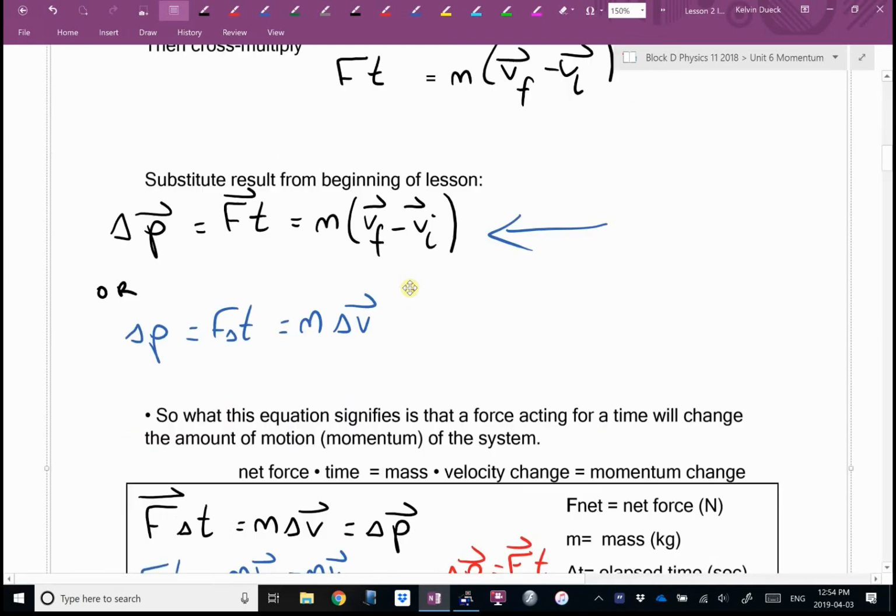It's a nice shortcut. What's another word for impulse? Change in momentum. When I say change in momentum, what's that the same as? Looking for it to start with the letter I. Impulse equals change in momentum. Change in momentum equals impulse. And what's change in anything?